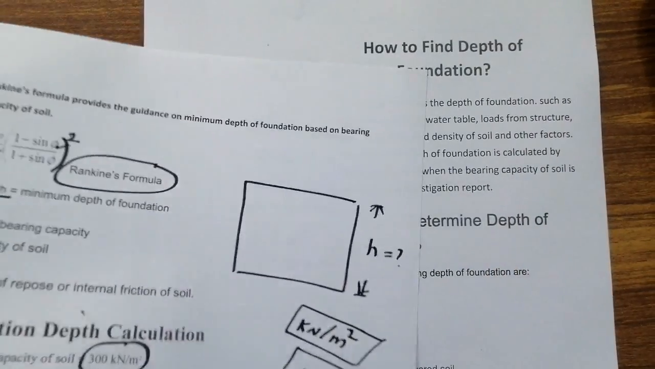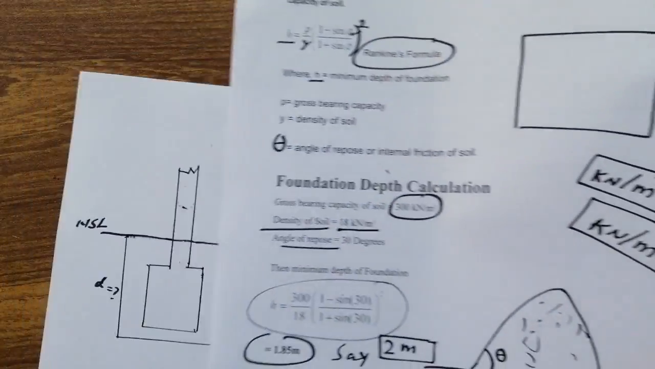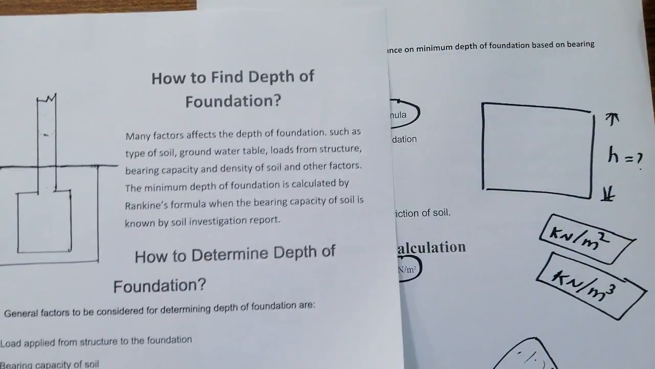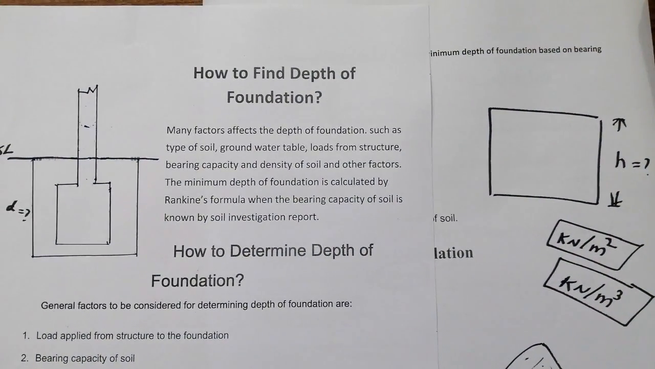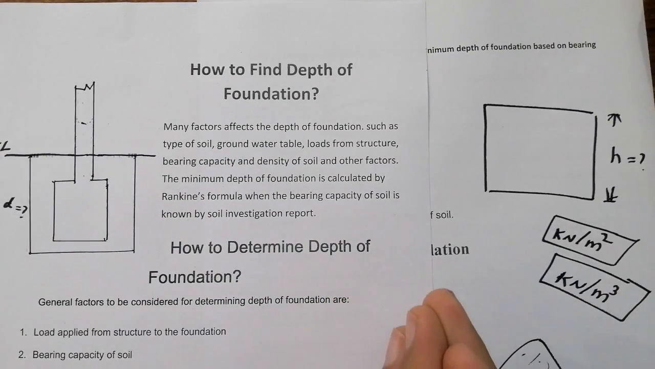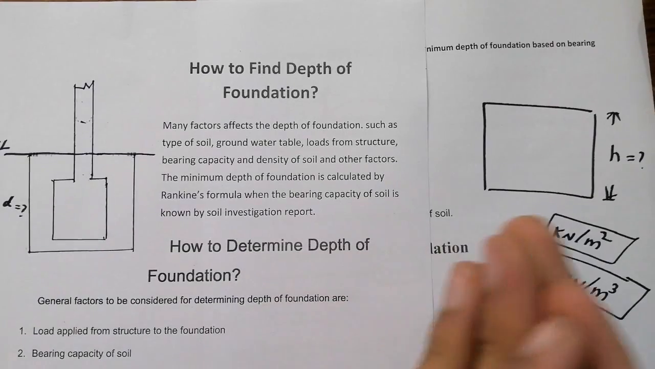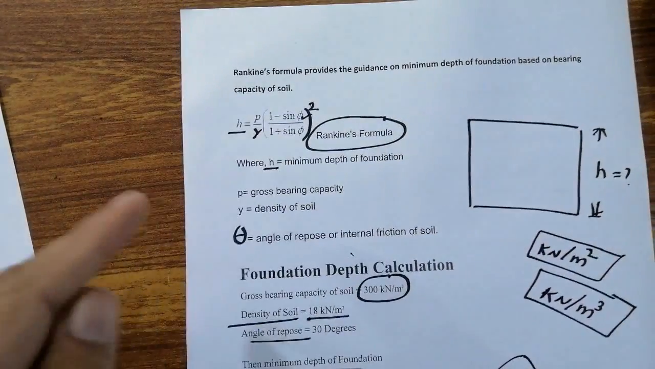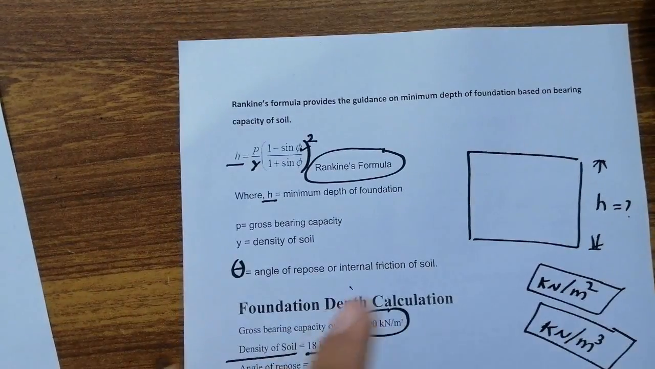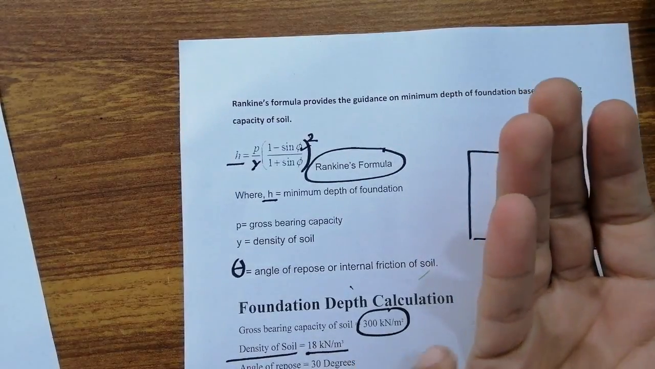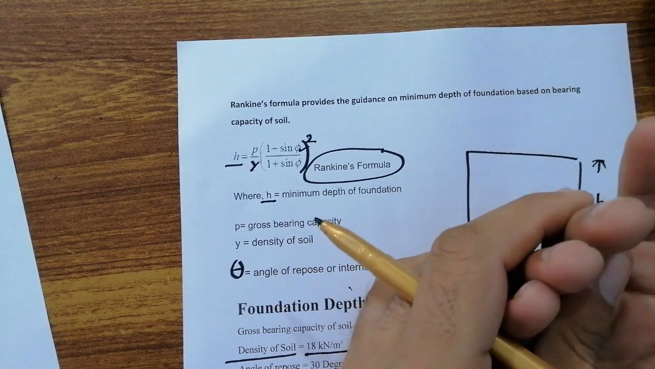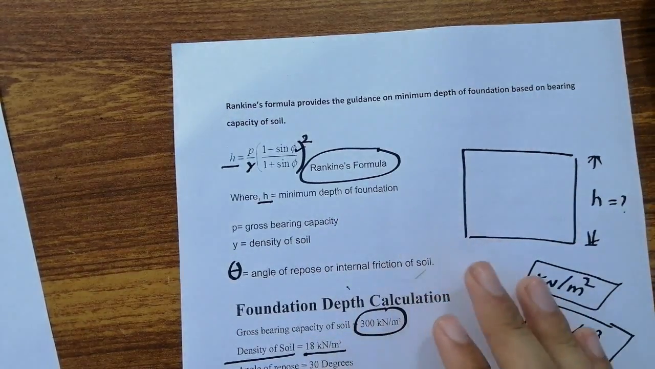So guys, if you have any question related with this topic, this is a specific formula, and you can use it to find the minimum depth of foundation from the basis of bearing capacity of soil. For different types of soil you should find its bearing capacity, and from the structure load, as you can see, we need to find bearing capacity, density of soil, and angle of repose. So you should have three things: angle of repose, bearing capacity of soil, and density of soil. Then you are able to find depth of foundation.